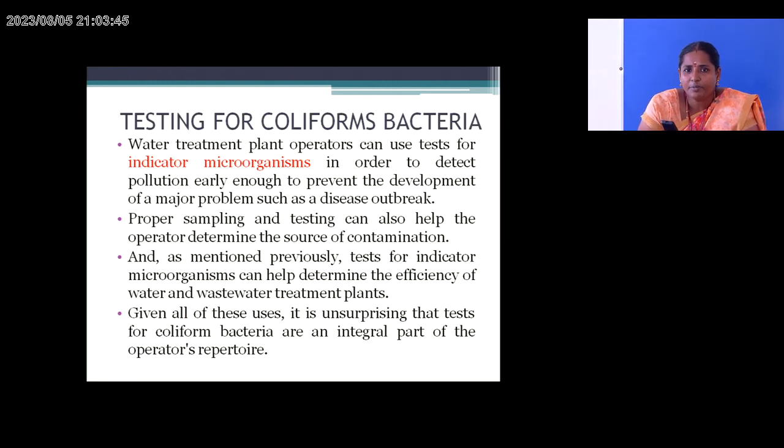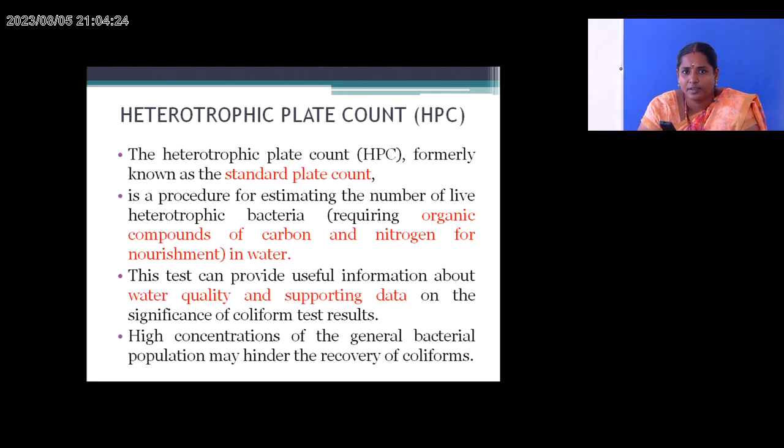Water treatment plant operators can use tests for indicator microorganisms to detect pollution and prevent the development of a major problem such as a disease outbreak. The tests can also help the operator determine the source of contamination and maintain proper sampling and testing. As mentioned previously, tests for indicator microorganisms help determine the efficiency of water and wastewater treatment plants, and coliform bacteria are an integral part of operational reporting. Next, the heterotrophic plate count to detect the coliform bacteria.